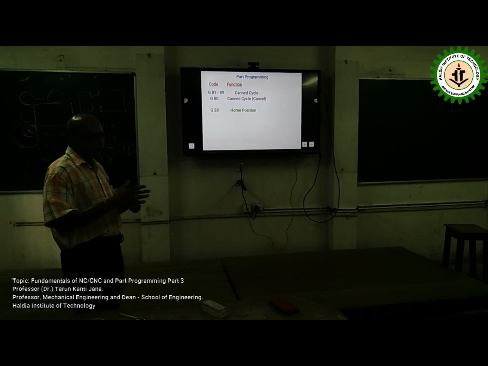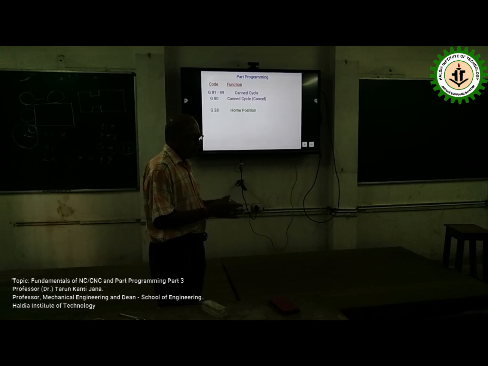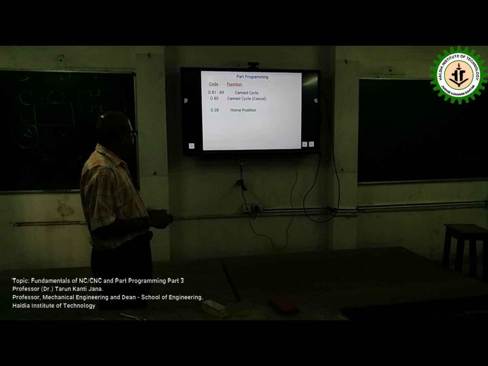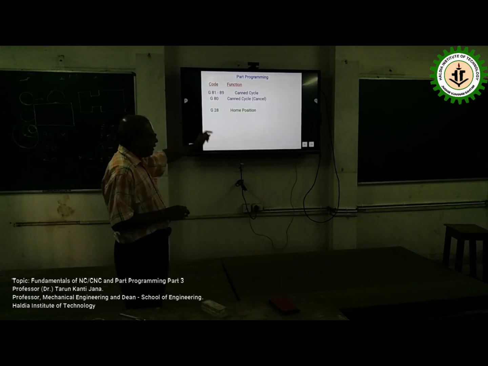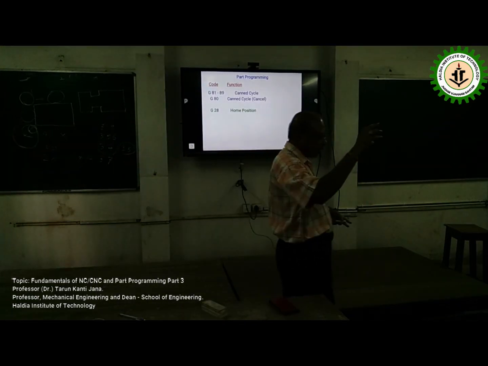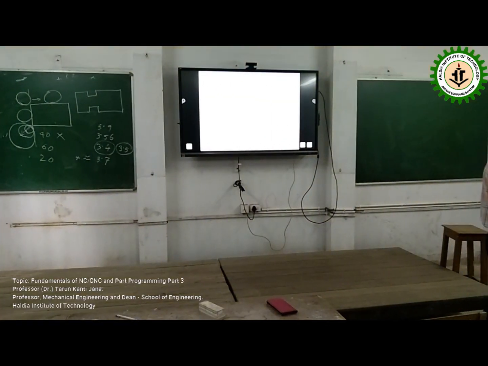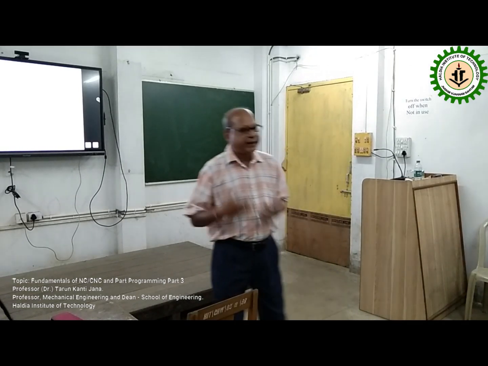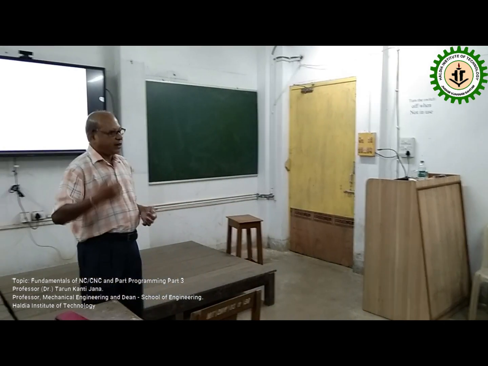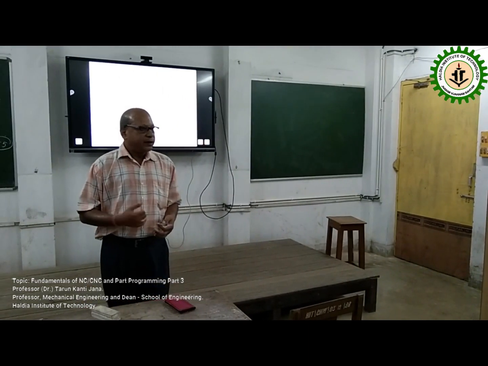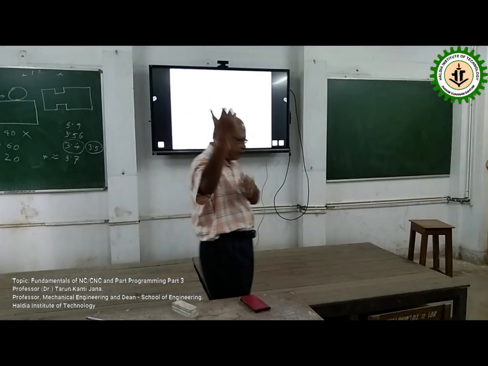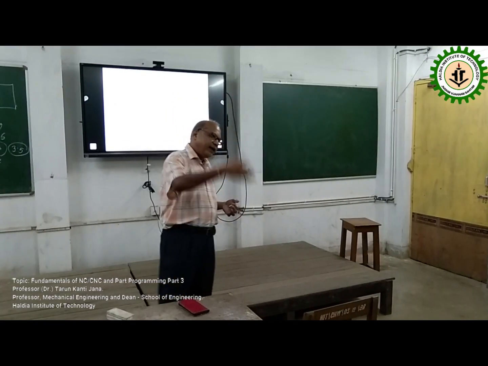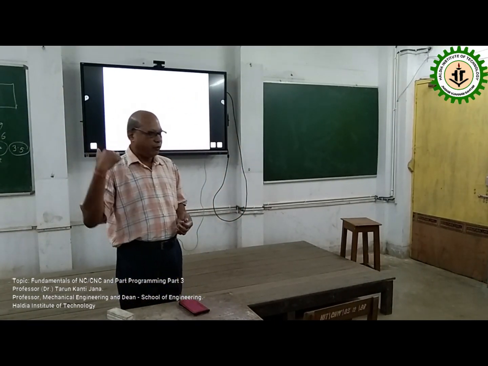And if you want to get out of this after use, you have to give G80, that is canned cycle cancel. And the last one is G28, that is the home position. Machine has got a home position. Home is similar to our societal aspect. Whatever we undertake in a day, we start our journey from our home. Then you come to college, then you go to our shop, then you go to the library, go for dinner, go for market, and again eventually at the end of the day you return back to home.